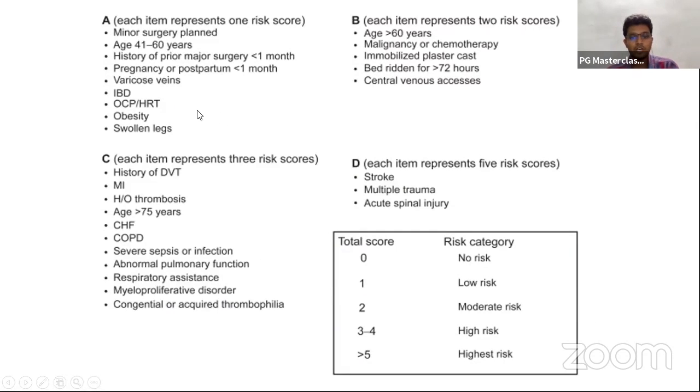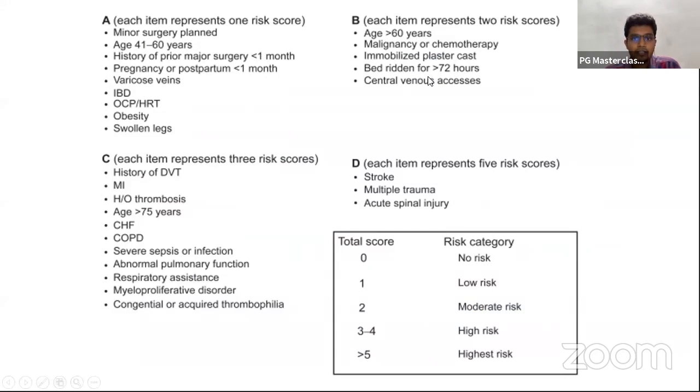Sir, the risk factors are again classified. Score is given to each of the items represented. In group A, if there is a minor surgery planned and age of 41 to 60 years, history of prior major surgery 1 month back, and pregnancy or postpartum 1 month ago, patients having varicose veins, inflammatory bowel diseases, patient on oral contraceptive pills or hormone replacement therapy, patient who is obese and having swollen legs. Each of the criteria which have been described in Group A are given a score of 1.